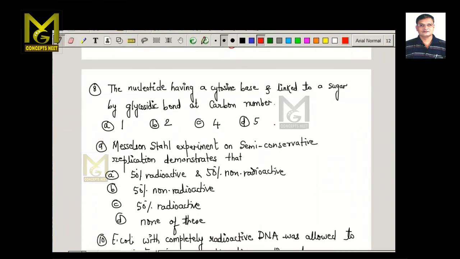The nucleotide having a cytosine base is linked to a sugar by a glycosidic bond at carbon number? So this is the sugar and this is the nitrogenous base. This carbon of the sugar is linked to the nitrogenous base. What is that carbon? That carbon is the first carbon, because we know that this is the second carbon, this is the third, this is the fourth, and this is the fifth carbon. So it is from the first carbon that it is attached to the nitrogenous base. So the correct answer in this case is A.